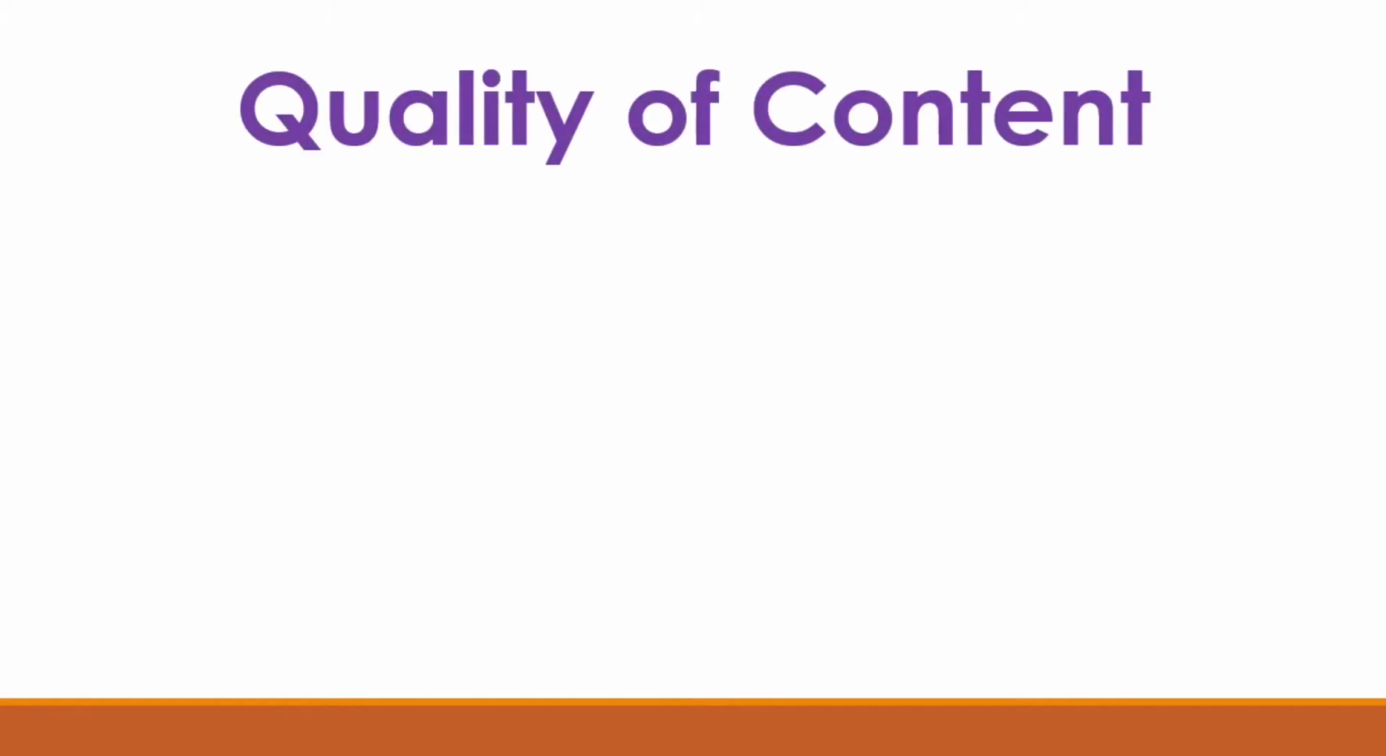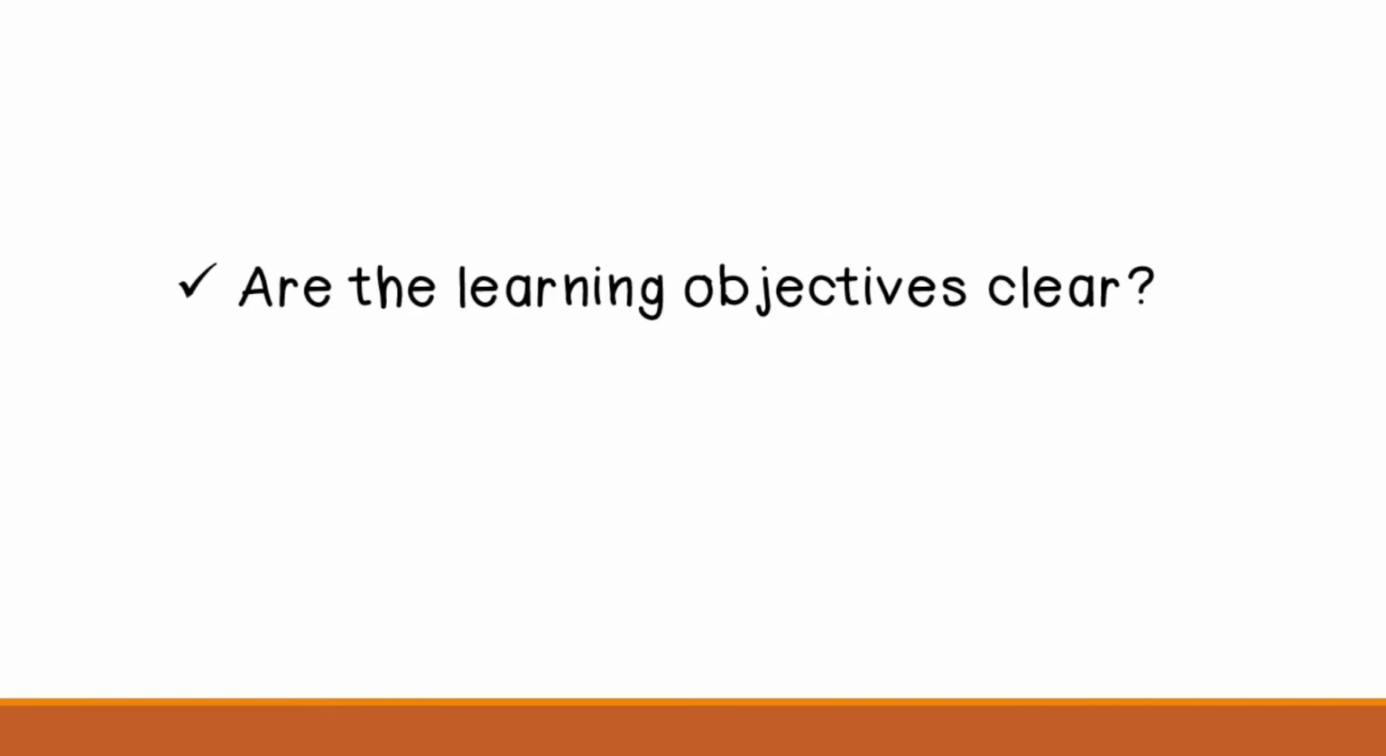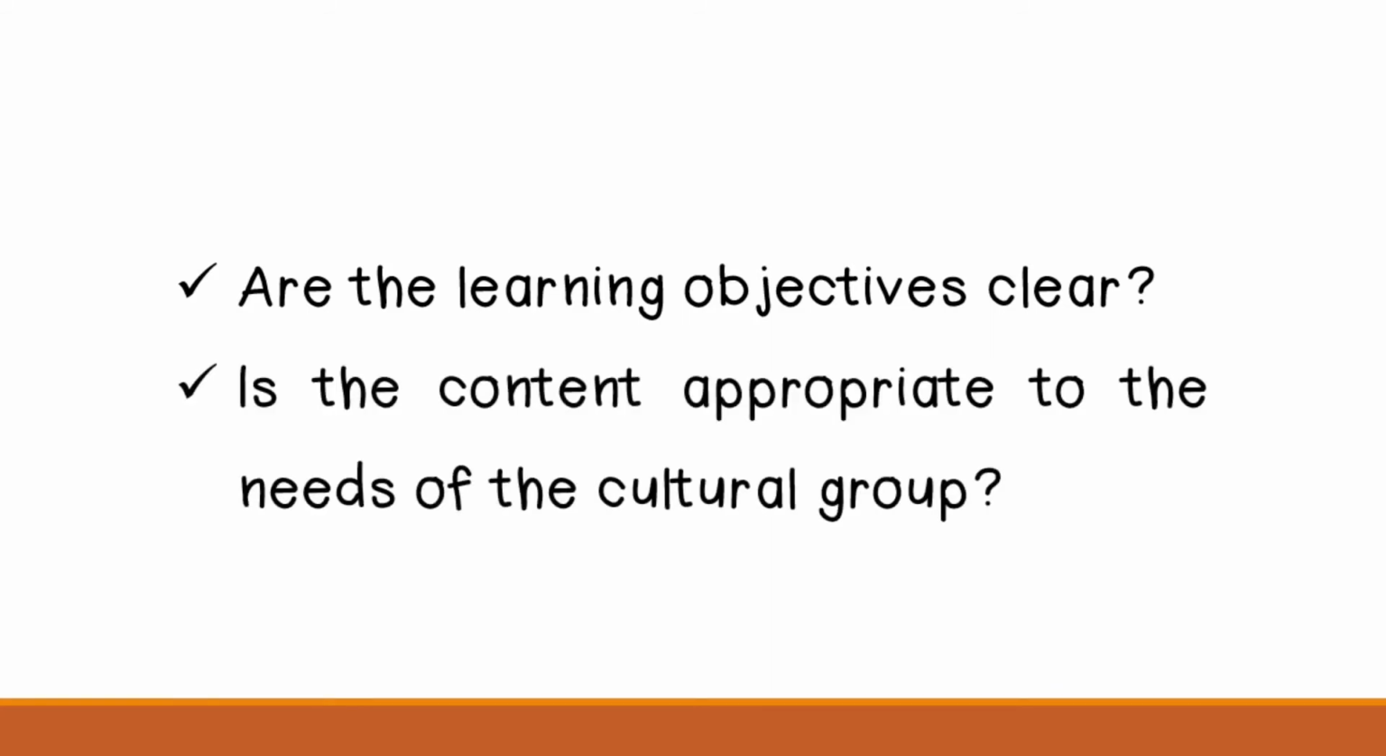The second category is the quality of content. In this category, we need to determine the extent to which the learning material is adult appropriate and is appropriate for the targeted cultural group or delivery sector. It should also be culturally relevant and aligns with prior background knowledge. What are the examples of questions that we will see in this category? We have questions like, are the learning objectives clear? Or is the content appropriate to the needs of the cultural group?